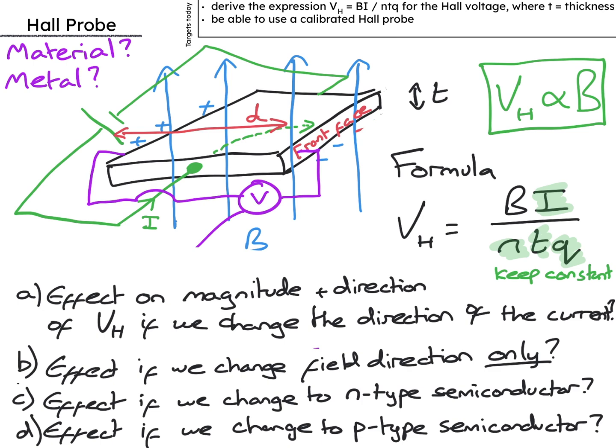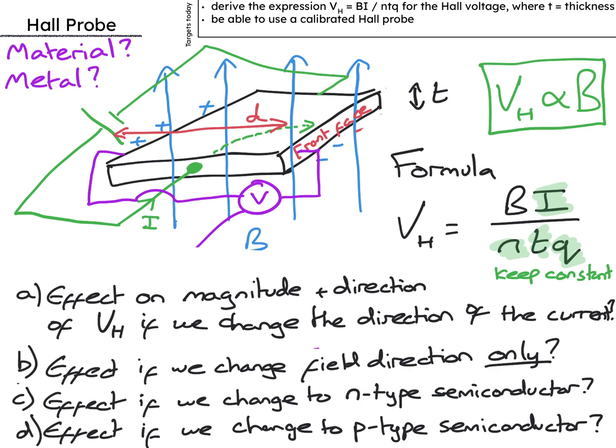What will be the effect on the magnitude of the Hall voltage and the direction of the Hall voltage if we keep the current left to right and the field bottom to top, like the diagram, but this time we change the material to an N-type semiconductor?